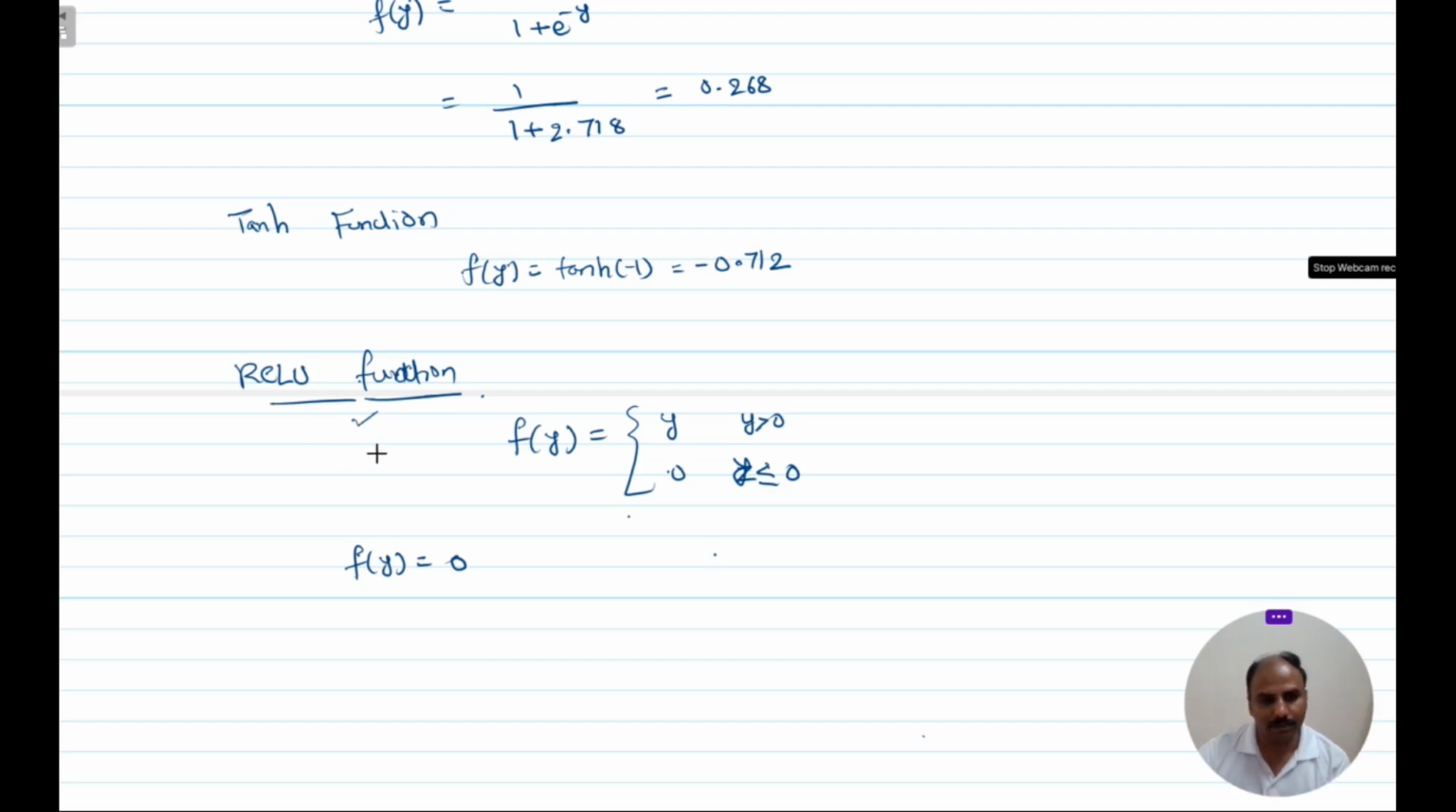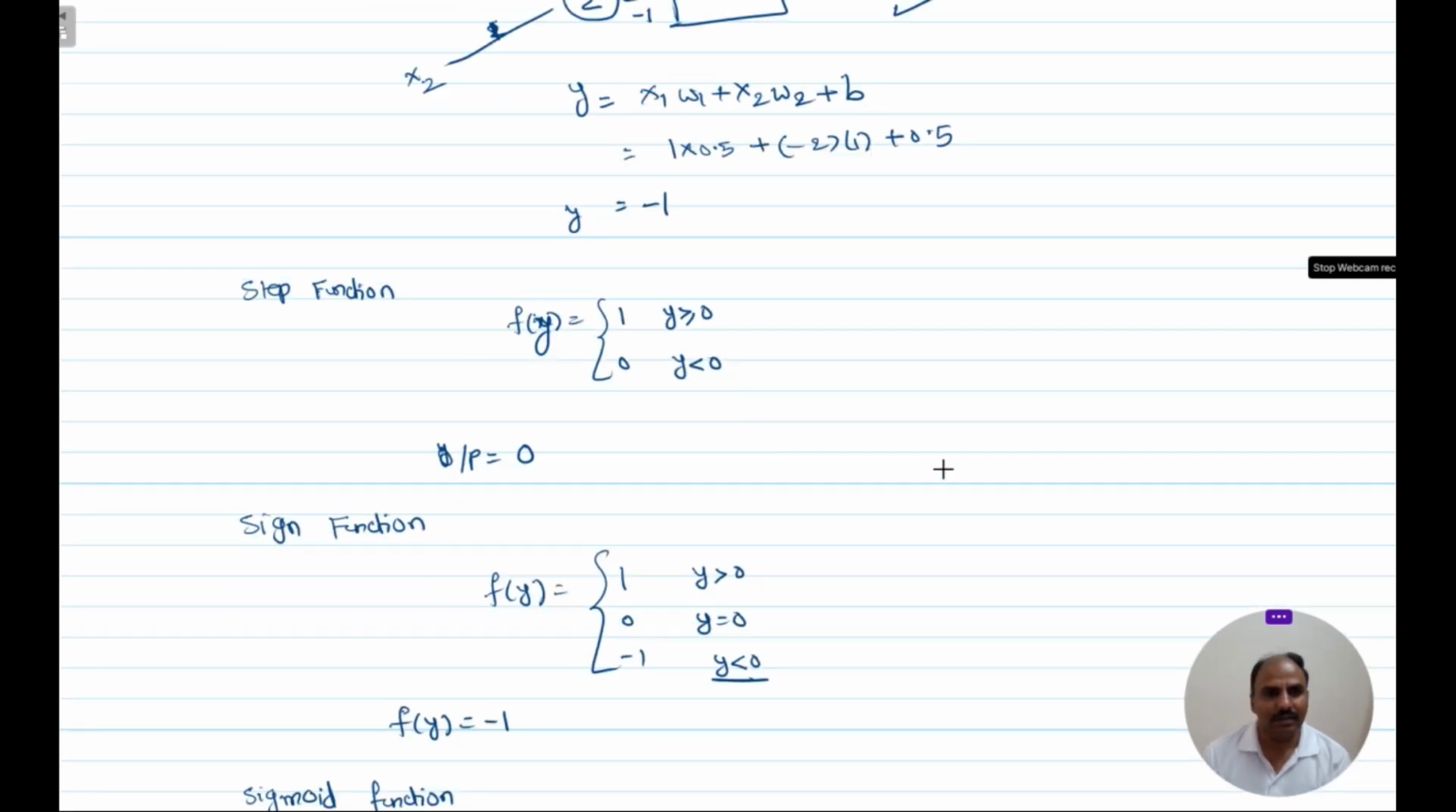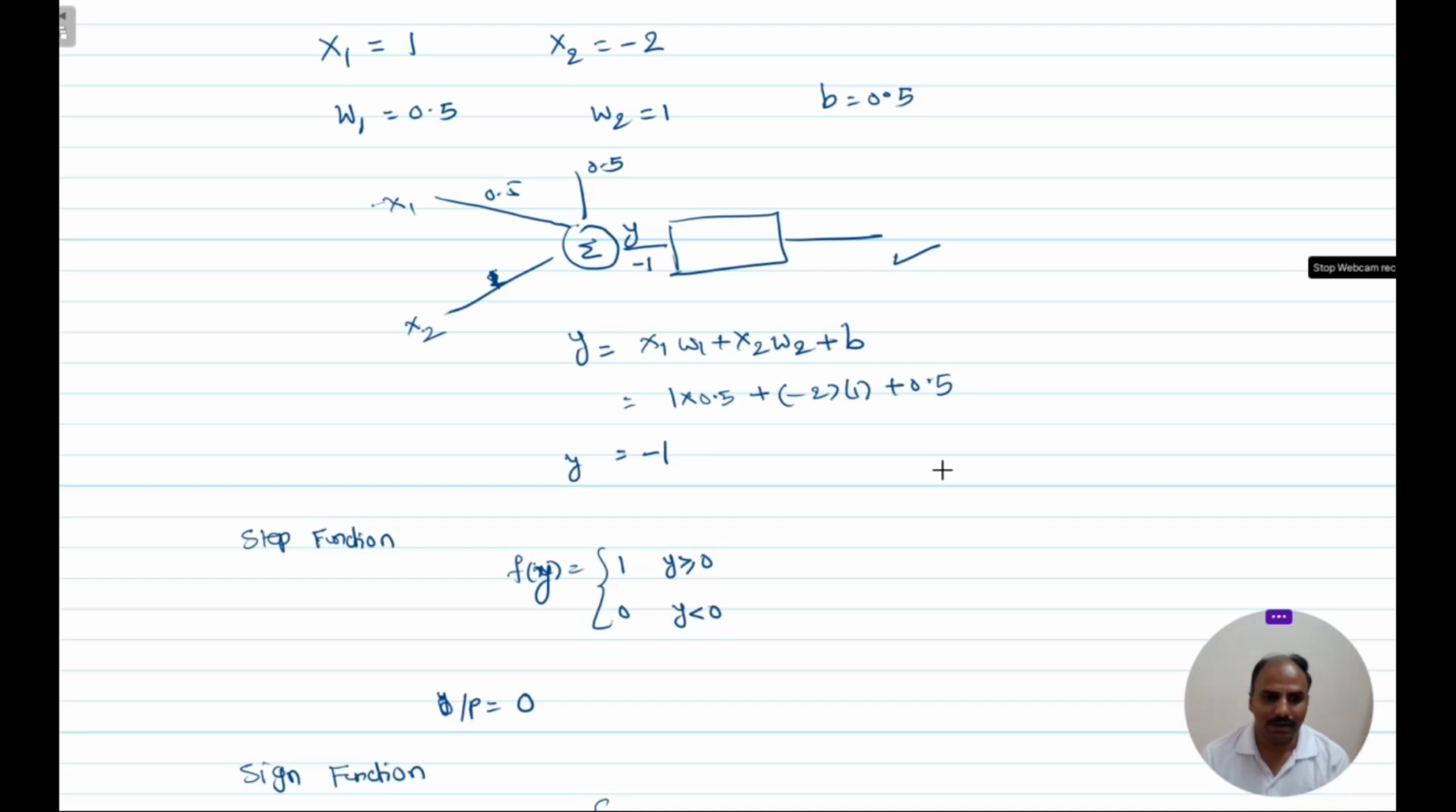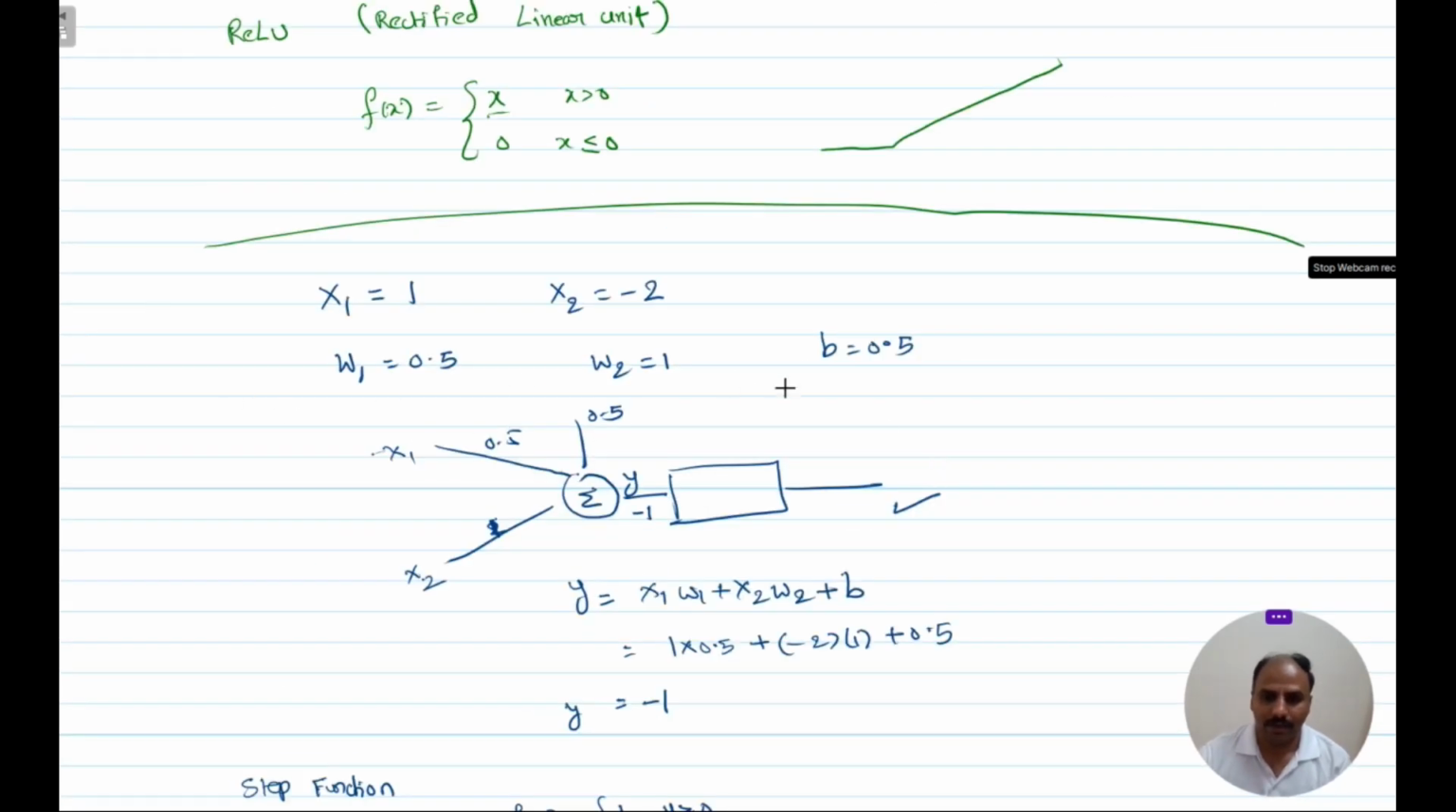Here if you observe, it is not 1, it is y. That means whatever the input is, that will be followed if it is greater than 0. It depends on the input, on how much weight you are giving, while the weights are being updated. These are the 5 activation functions and their outputs. For the step function, our output is 0, and for the sign function it is minus 1.